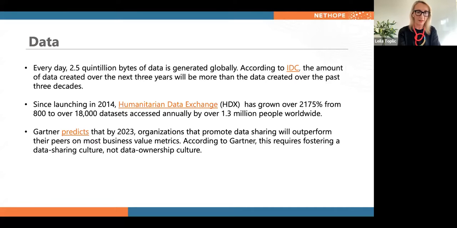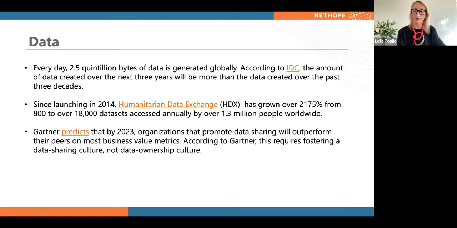Now, this growing importance of data in our work, some of that is driven by the growing societal and environmental problems, as well as the rise of some of these data-dependent technologies like AI, which have created a demand for data sharing. I just want to share something from our sector. Specifically, since launching in 2014, Humanitarian Data Exchange, or known as HDX, has grown over 2,000% from 800 data sets to over 18,000 data sets that are accessed annually by over 1.3 million people worldwide.